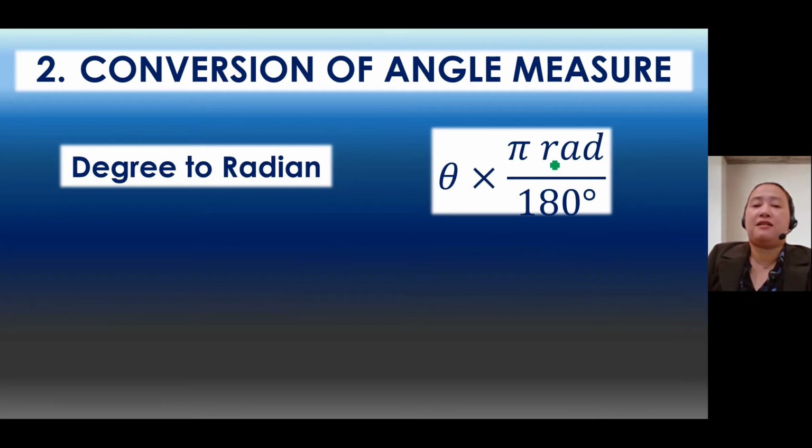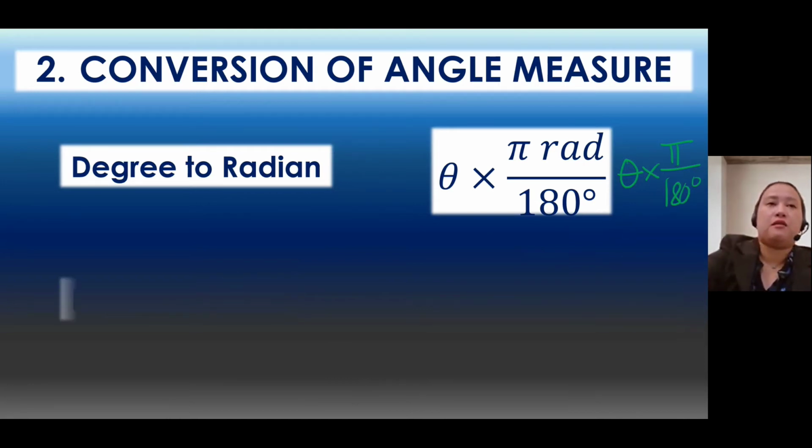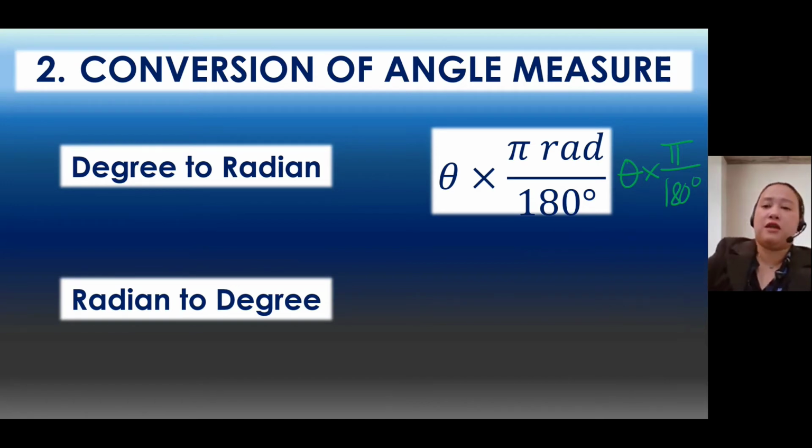Because if you're given an angle having this circle, it means degree. But if you're just given an angle without any unit, that is radians. So this means that the formula can also be theta times 2 pi over 180 degrees. Then radians to degrees.